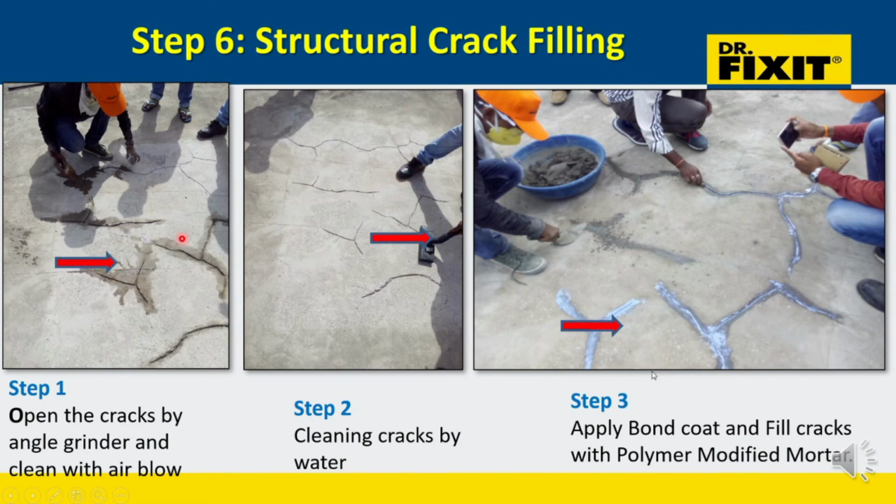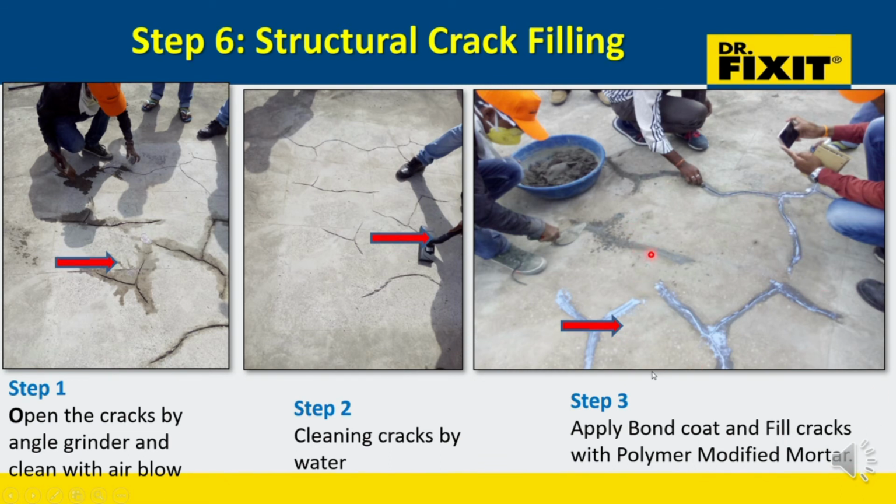When you see such cracks on the surface or terrace, what is the process? With the help of these images I am trying to show you how to do the surface preparation. First, open the crack with an angle grinder and clean with an air blower. Second step, clean the crack with water. Third step, apply bond coat and fill the crack with polymer modified mortar. Okay, this is the process.